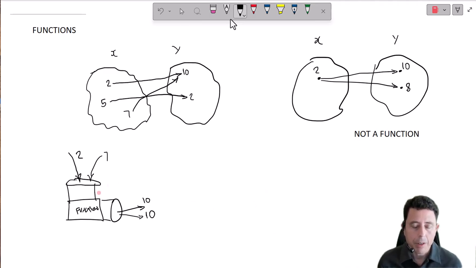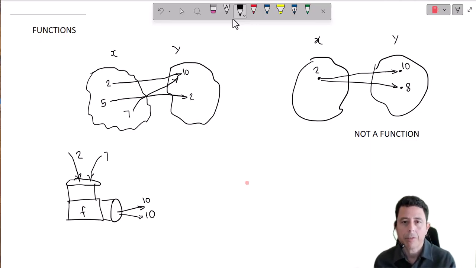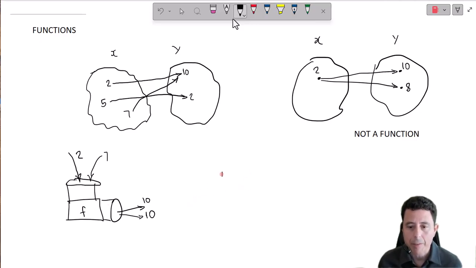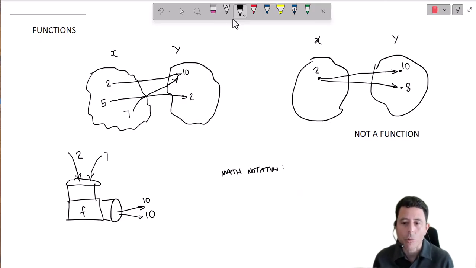So we can describe a function as an input-output machine, and we're going to give a name to this function. We can call it function f. Sometimes it would be g, or could be all kinds of letters, h. So the name of the function is f. Because of this, there is a mathematical notation. Math notation means that it's a way that we can write with mathematical symbols to represent this idea of function.